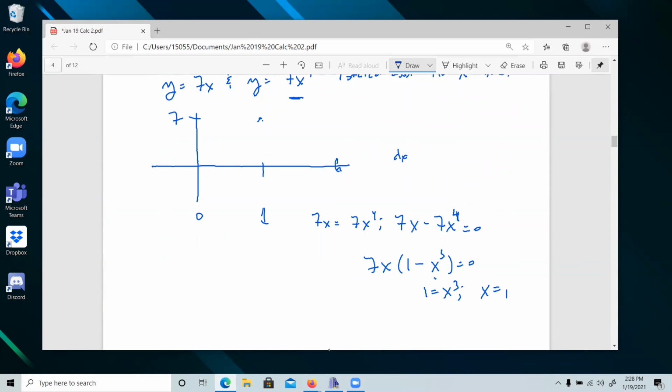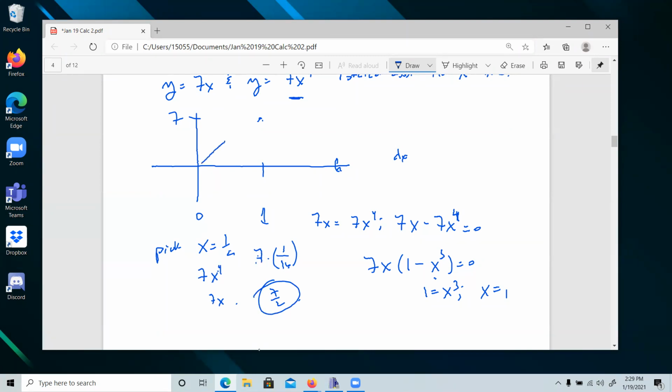So again, which one's on the outside, which one's on the inside? You can always pick a point and see which function is bigger. Is 7x to the 4th or 7x bigger? Well, if I plug this in, 1/2 to the 4th power, what is that? 2 to the 4th is 16, I think. So that's 7/16. And what is this one? 7/2. Which one's bigger? That one.